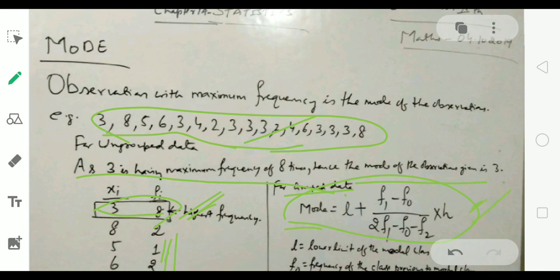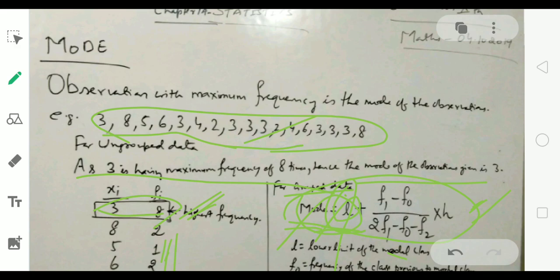You can see that mode is equal to L. What is L? L is the lower limit of the modal class. How will we find the modal class? The class with the highest frequency, the largest fi value, is called the modal class. That modal class has a lower limit and an upper limit, and L is the lower limit of the modal class.